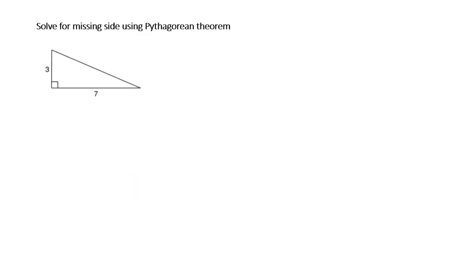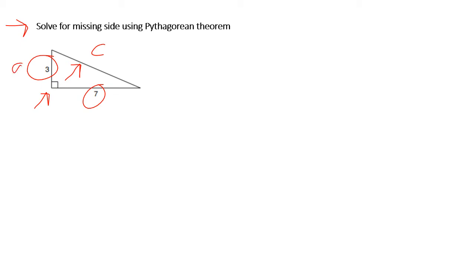All right, so you're going to see problems like this. You'd see them in a textbook, you'll see them next year, you'll see them in your exit ticket. It says, solve for the missing side using the Pythagorean theorem. So right now we have a right triangle, we know that because we have this right angle here, and we have a side that says 3, a side that says 7, and this missing side. We know the missing side is c because it is opposite of the right angle, making c the hypotenuse.